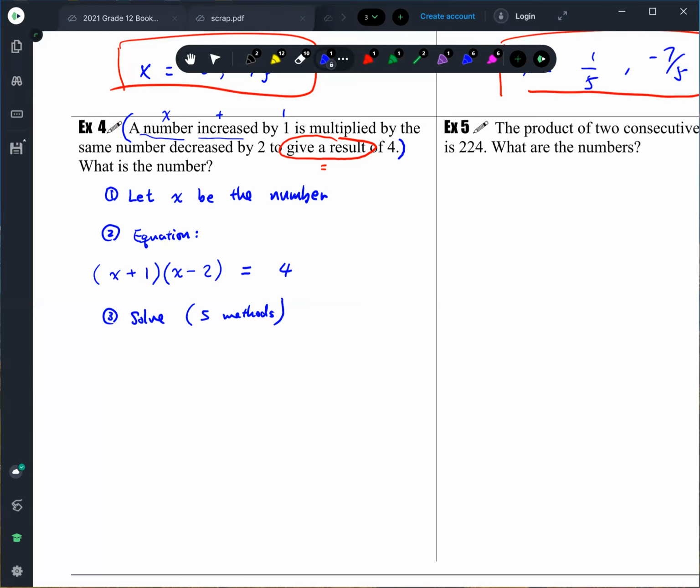Yeah, so now you need to change it into general form, okay? So multiply those two brackets, right? And then move the 4 to the left side, okay? And then once you get the general form, let me know what you got, okay? We'll check if your general form is right.